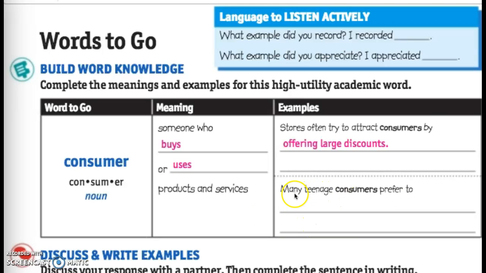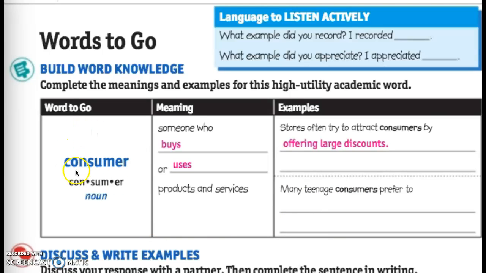Now let's go on to this next one. Many teenage consumers, so you, prefer to blank. Well, what do teenage consumers or teenagers who buy or use products and services prefer to do, either with the products or services, or how do they prefer to get them? So you could put something along the lines of many teenage consumers prefer to buy only items that are on sale or prefer to shop online. So how do you prefer to consume or become a consumer? Go and fill that in.